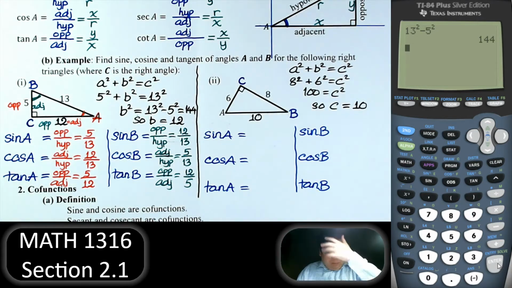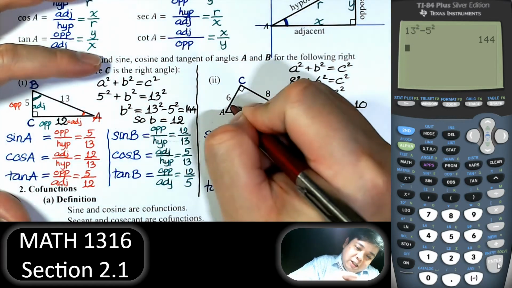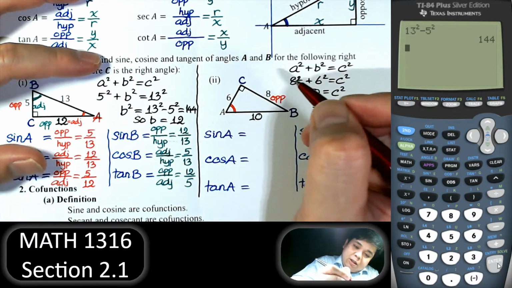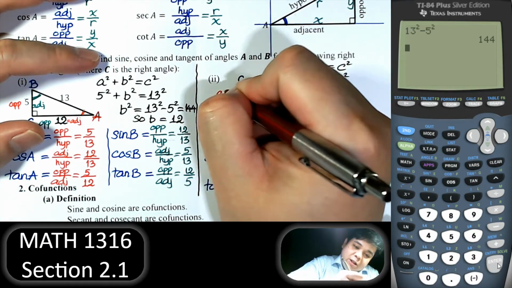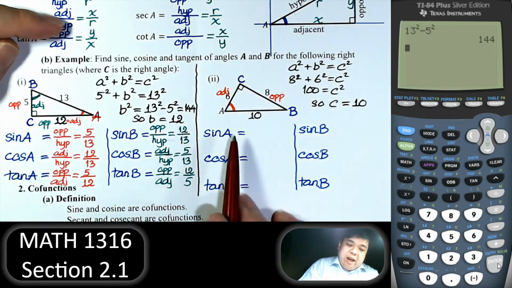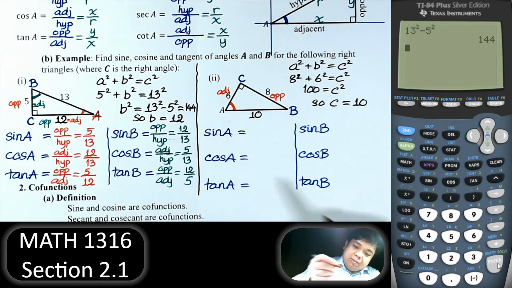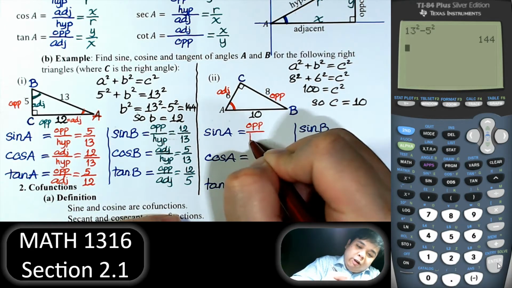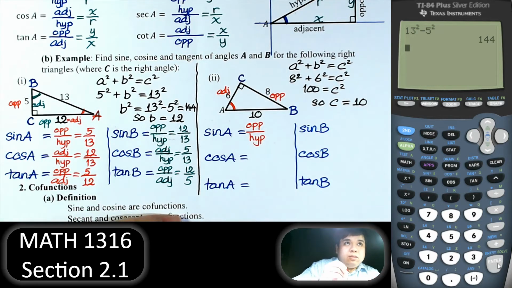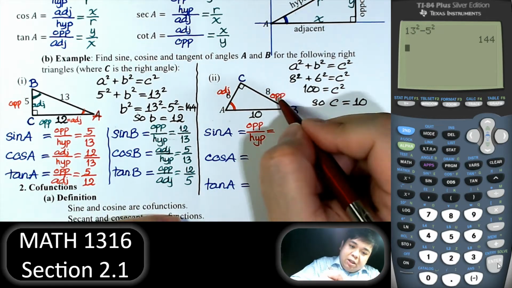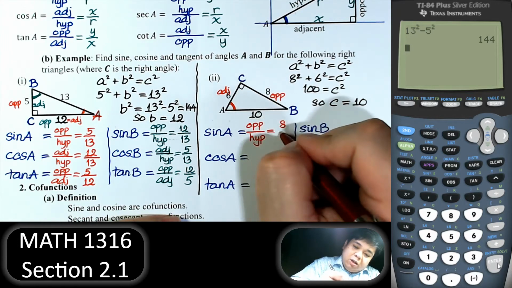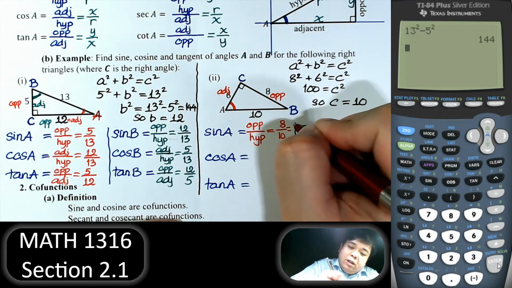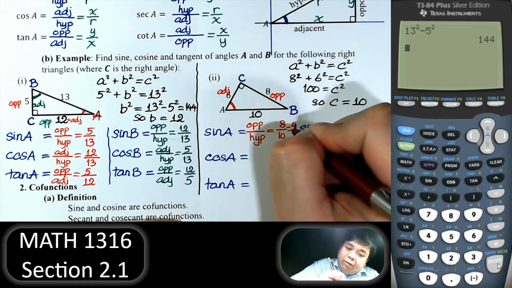Right. Now, with respect to angle A, 8 is opposite, and 6 is adjacent. And because 10 is still the hypotenuse, the longest side doesn't change. So sine is opposite over hypotenuse. Opposite is 8, hypotenuse is 10. Well, that reduces to 4/5.